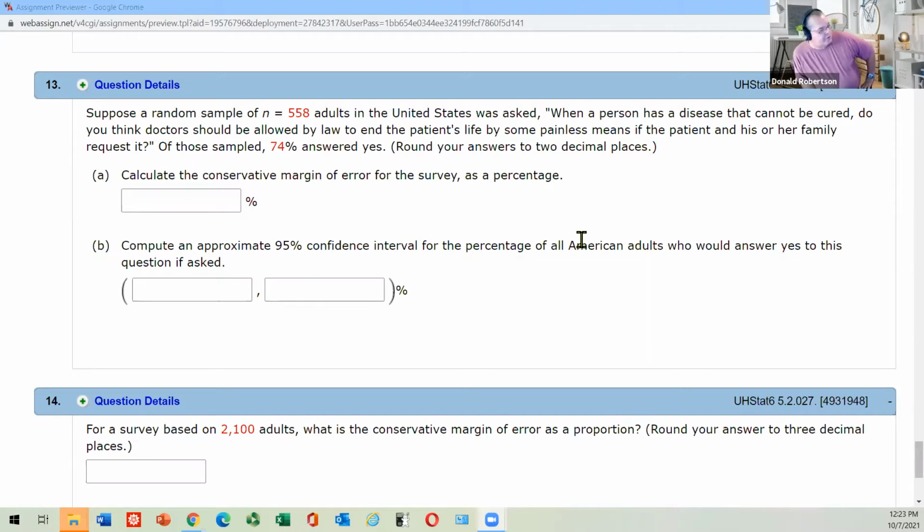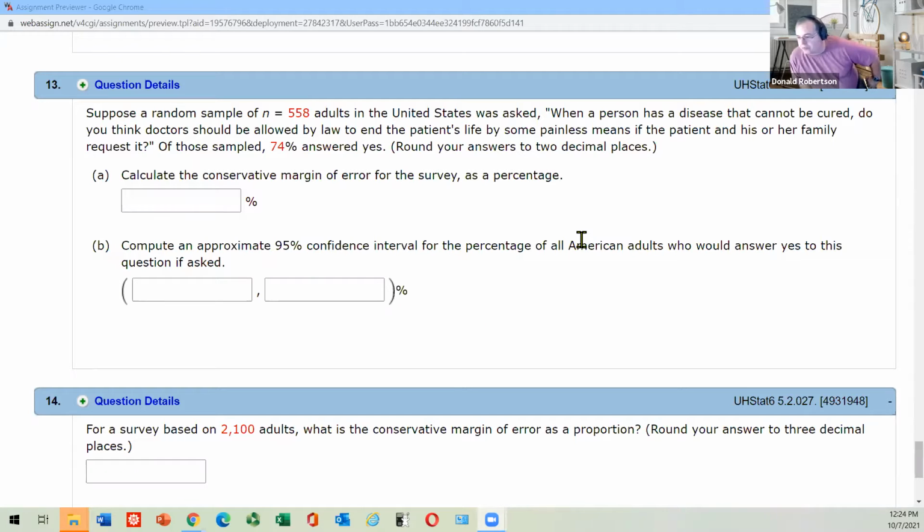Suppose you have a random sample of 558 Americans and you ask them, when a person has a disease that cannot be cured, do you think the doctor should be allowed, by law, to end the patient's life by some painless means if the patient and his or her family request it? Which is a fancy sentence for, are you in favor of euthanasia? That's what they call that process, right?